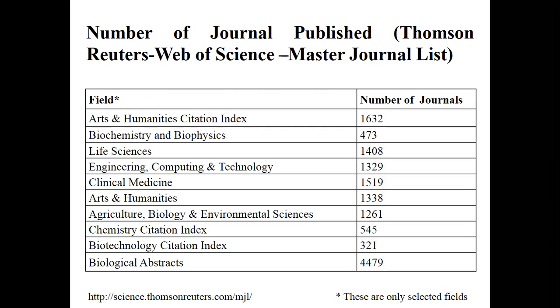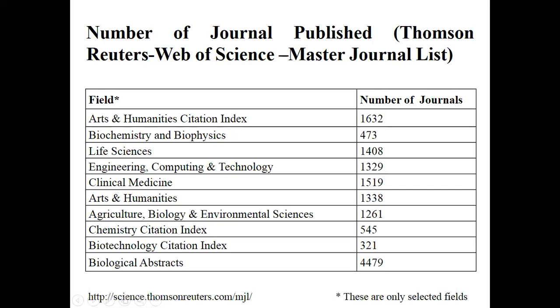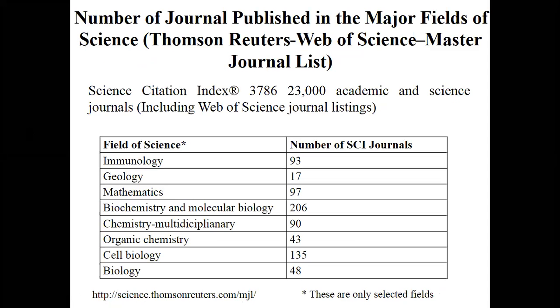Now, the number of journals in the Thomson Reuters Web of Science Master Journal List. We will have a look at some of them, like the Arts and Humanities Citation Index, with almost 1,632 journals. For biochemistry and biophysics, we have 473. Life sciences, we have 1,408, and so on. Science Citation Index has 3,786; we have 23,000 academic and science journals. For immunology, we have 93, geology 17, mathematics 97, molecular biology 206, and the number varies depending on the specific field of science.